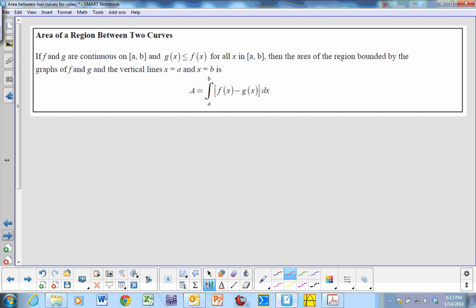So here it is all written out. This is what we were talking about. One thing that's super important is that you have functions that are continuous. And here we're saying that g is the one that is smaller than f. Those are just any letters that we want. So in this picture and this formula, g was the one that was below f. And you're going to take the integral of the top minus the bottom.